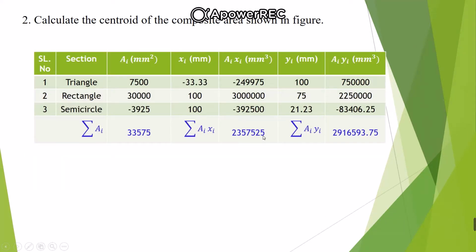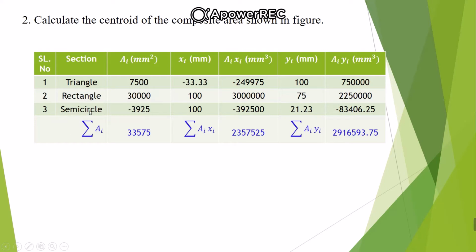Now we will transfer all the values obtained so far into this tabular format. So the first one is the triangle. The area is 7,500. We know that G1 lies in the second quadrant, so x will be negative and y will be positive. That is why we put a negative sign here, minus 33.33. So AiXi also will be negative, minus 249975. Since yi is positive, AiYi will be positive. Now coming to the second one, the rectangle. So area, xi, AiXi, yi and AiYi all will be positive.